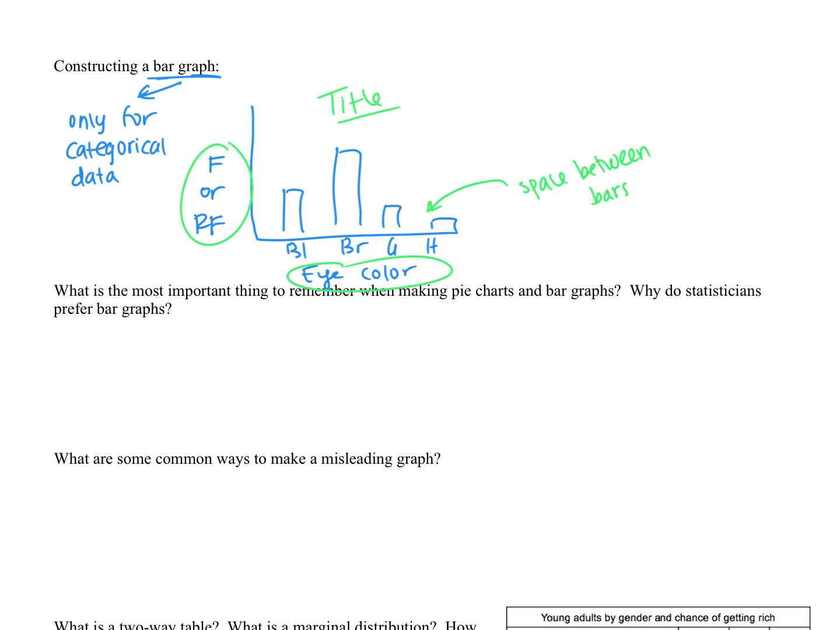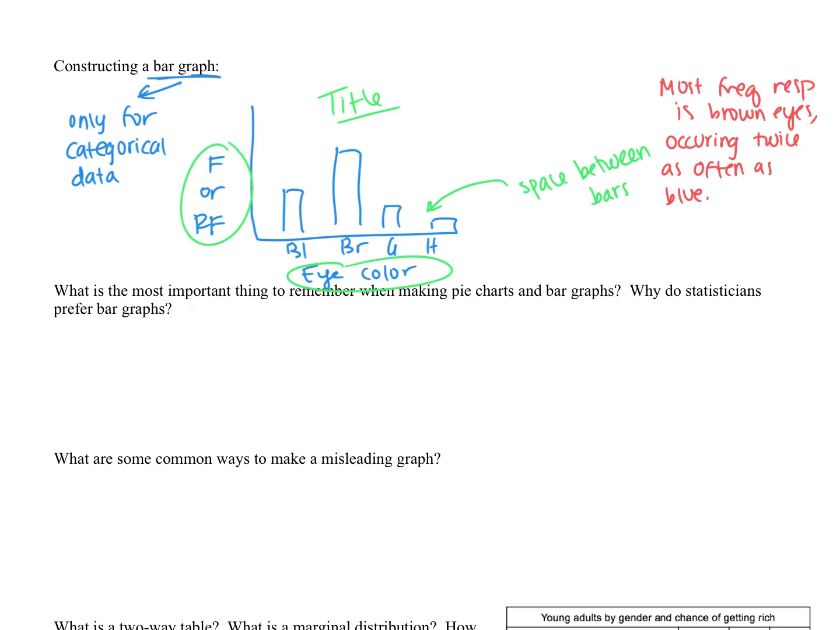So I want to know something like about twice as many people have brown eyes as blue eyes. So I can say the most frequent response is brown eyes occurring twice as often as blue. So now we know what the difference between brown and blue is.